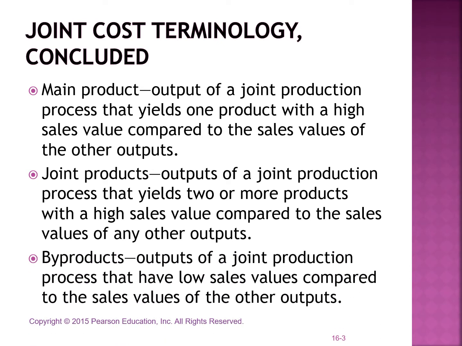And then we have the byproduct. The byproduct is the output of a joint production process that has low sales value compared to the sales value of other products. Again, if we have this line, this is the split-off point. If we have two products that can be sold at a higher value, these are main products. If we have another product with low sales value resulting from the process of preparing the other two main products, this is called the byproduct, and it always has a low sales value compared to the sales value of the other output.